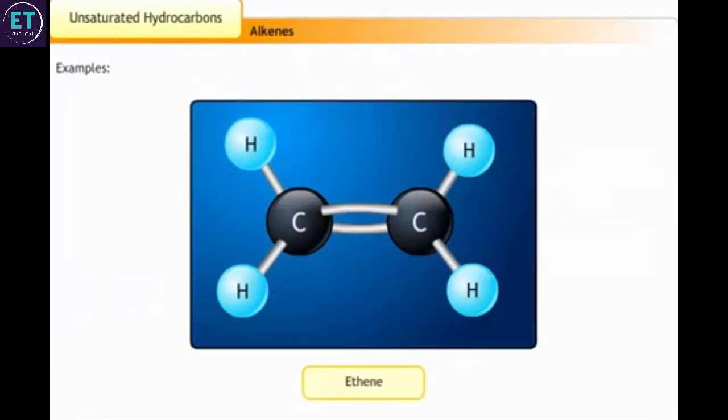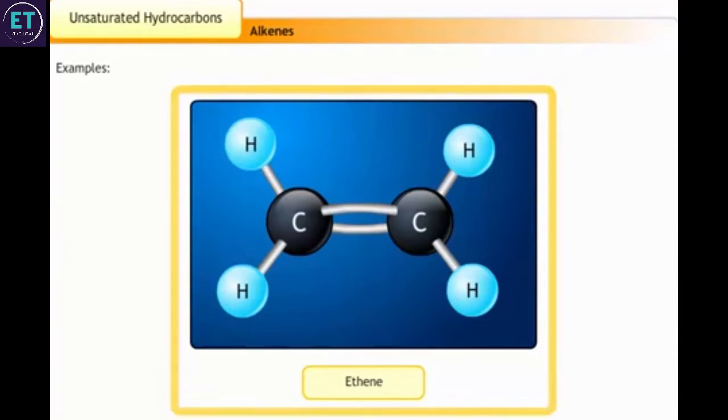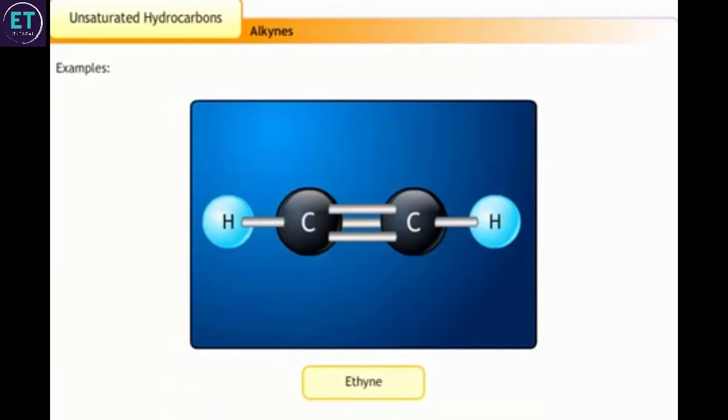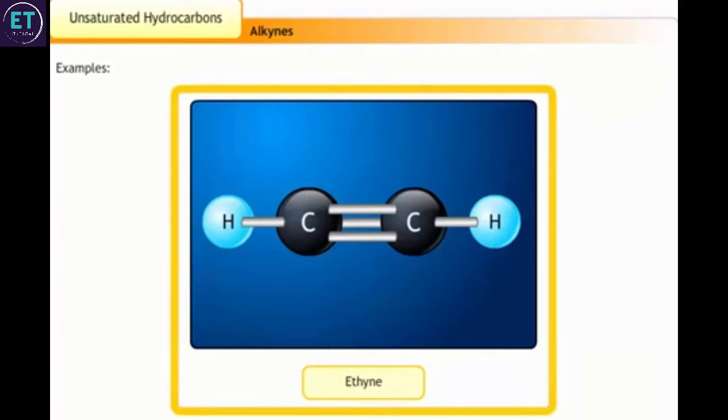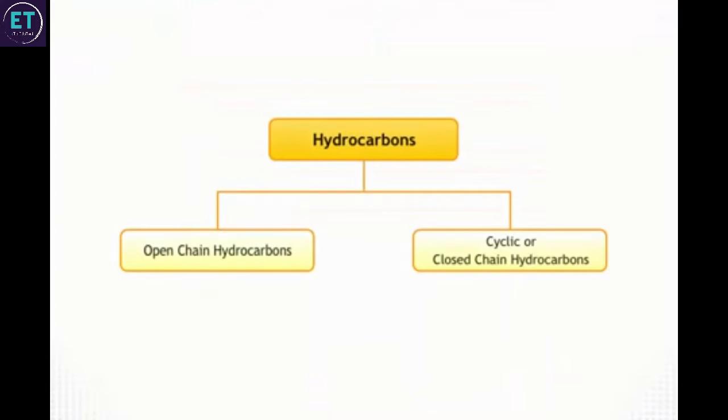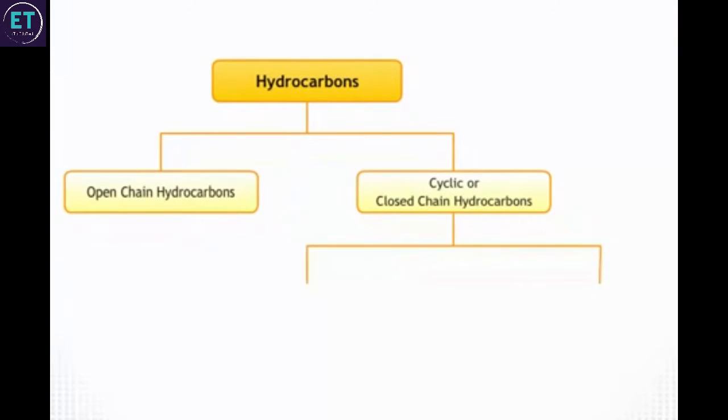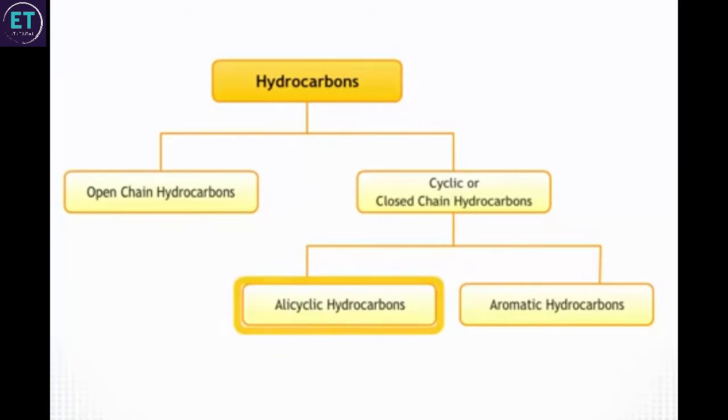Hydrocarbons with a double bond between carbon atoms are known as alkenes. For example, ethene. Similarly, hydrocarbons with triple bonds between carbon atoms are known as alkynes. For example, ethyne. The compounds of carbon which contain a closed ring of carbon atoms are regarded as cyclic hydrocarbons. They are of 2 types: alicyclic and aromatic.